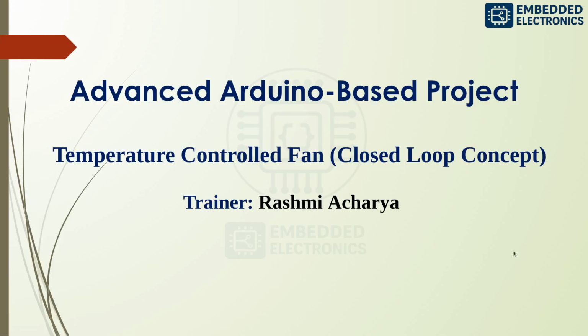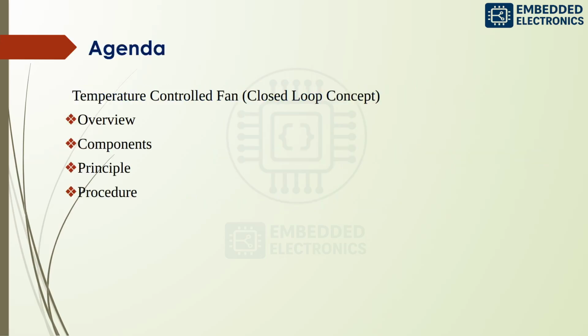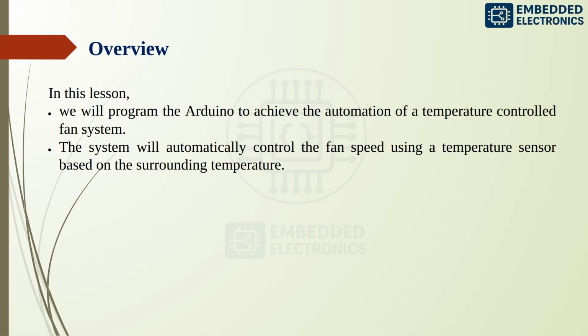Welcome back to the advanced Arduino basic project, and today we will be learning about a temperature controlled fan using the closed loop concept. And here is the agenda: overview, components, principle and procedure. In this lesson we will program the Arduino to achieve the automation of a temperature controlled fan system. The system will automatically control the fan speed using a temperature sensor based on the surrounding temperature.